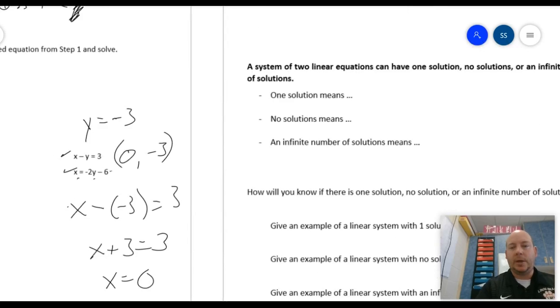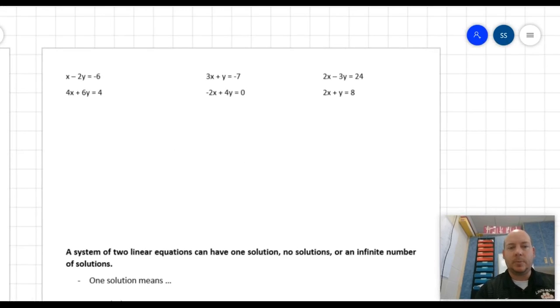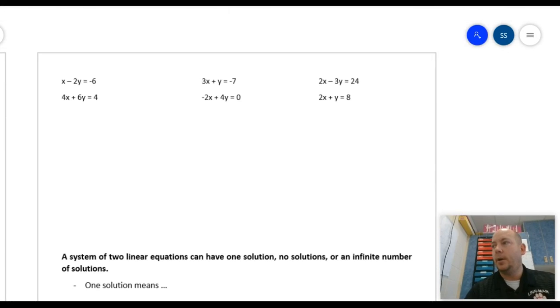Okay, if we flip the page here, we got some more examples. Right now these are not in slope-intercept form. So you're going to have to pick one and solve it for slope-intercept form, or solve for one of the variables. Doesn't necessarily have to be slope-intercept, I guess. You just need to solve it either for x or for y. And again, if you look for ones that have 1 as coefficients, that's usually kind of the quickest.